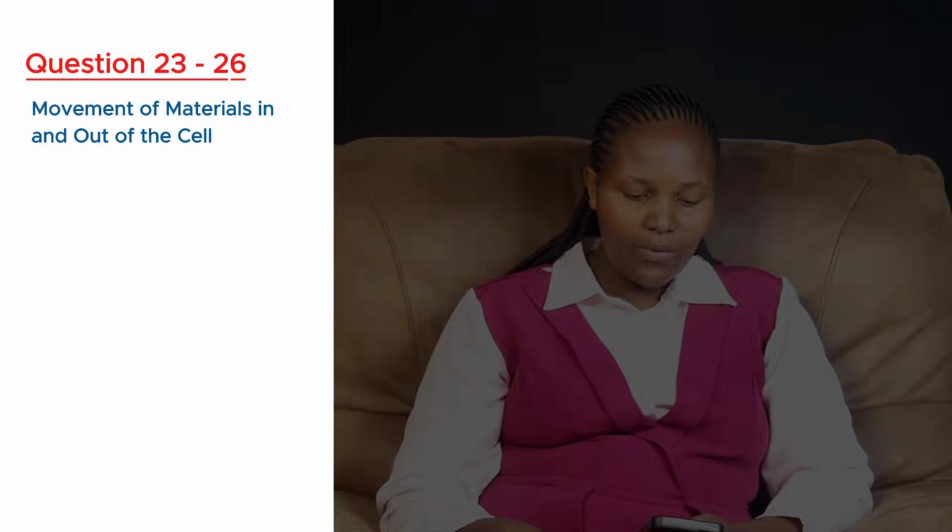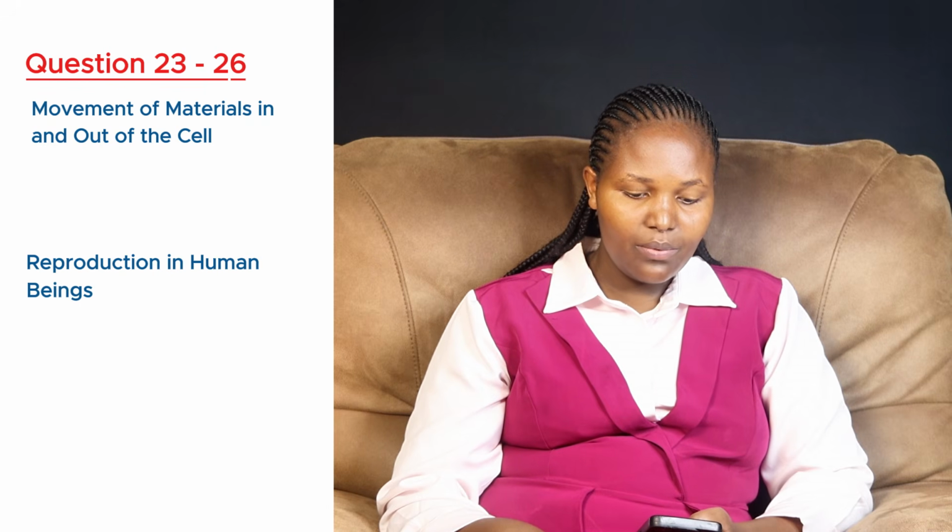Then with that, now we are done with diffusion. We are done with movement of materials in and out of the cell. We are looking at reproduction in human beings from question 27 to 31. So we start with question 27.